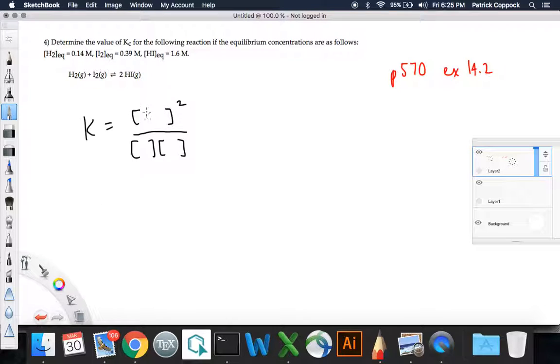The HI is 1.6 squared, and H2 is 0.14. Can you read my writing? A little too small. And this is 0.39. Okay, so this is going to be 1.6, just a second here. 1.6 squared divided by 0.14, oops, just a minute here, I did the wrong thing. 1.6 squared divided by 0.14 divided by 0.39 is equal to 46.886.